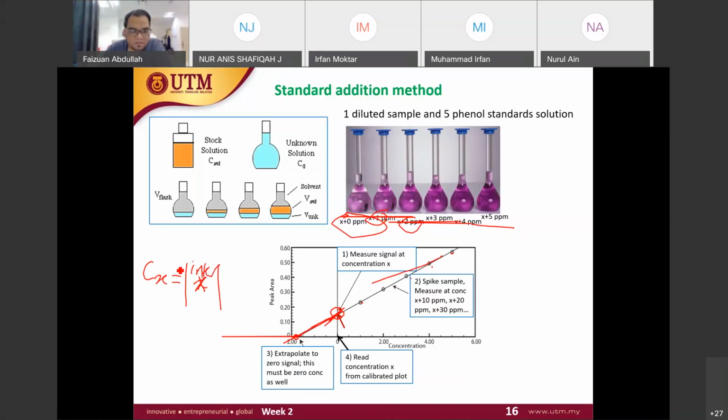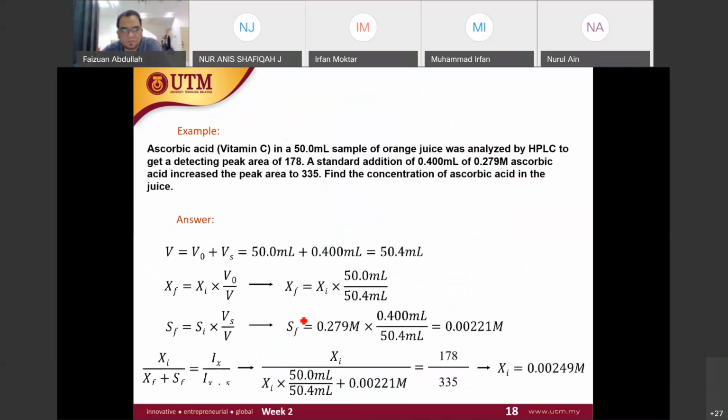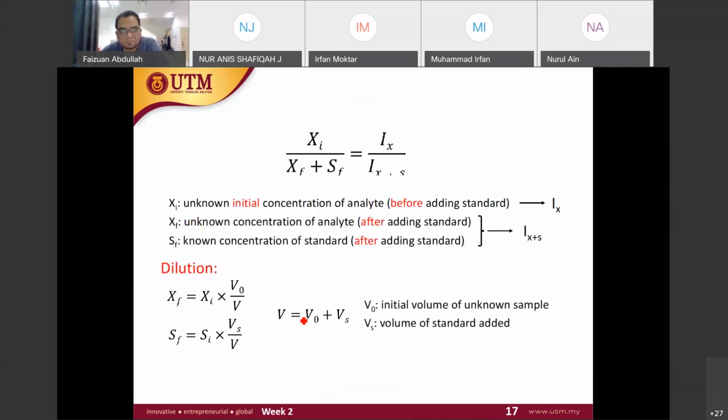Oh, very bad handwriting. Okay, ignore this one. So the concentration of Cx is equal to the intercept of the x-axis. This is a concentration.